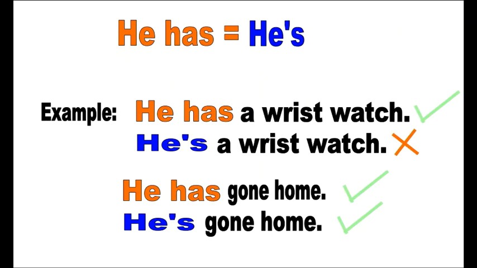Now let's look at the contraction. He's gone home. These sentences mean the same. He has gone home. He's gone home. The meaning remains the same. So you use the contraction of he has with the past participle of a verb.